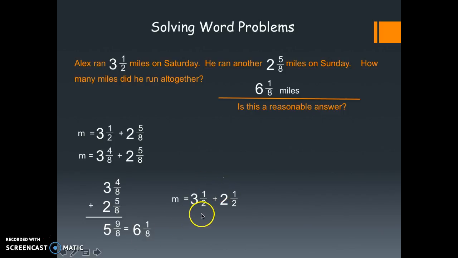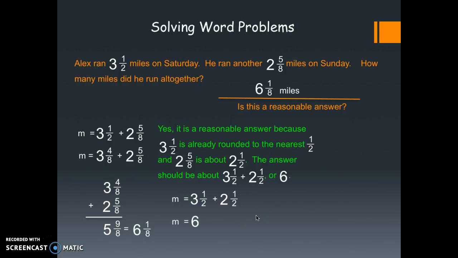So here's my original equation, 3.5 plus, here's 3.5. 2 and 5/8 is close to 4/8, so I can use a half for my benchmark there. So 3.5 plus 2.5 gives me a total of 6. So my answer is reasonable. It should be very close to 6, which it is.